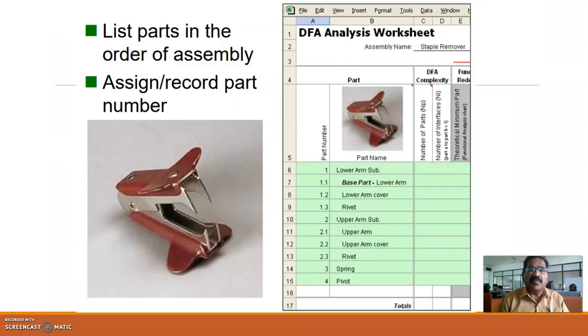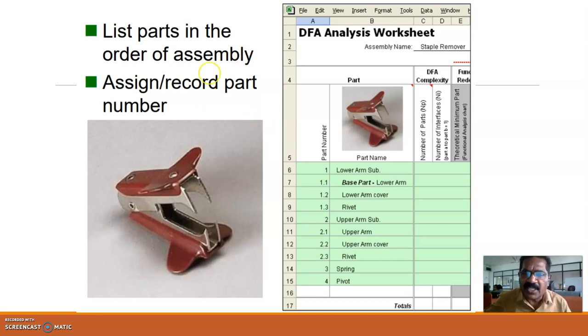The first thing is that we are going to take the stapler, not the stapler, but the staple remover. This removes an already stapled pin without damaging the paper or whatsoever. List the parts in the order of assembly. There's a design which is already given. For that design, we're going to do the analysis. Now, for DFA complexity, we'll have to look at the different numbers.